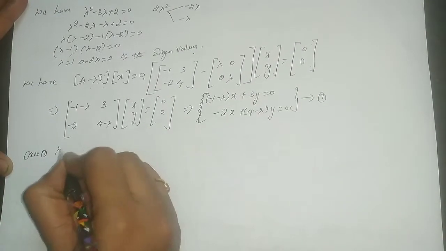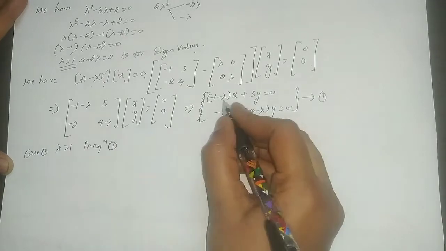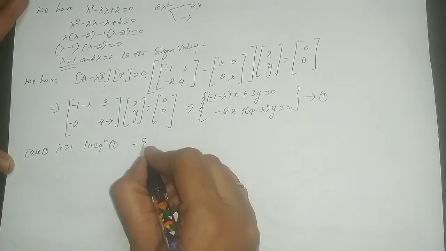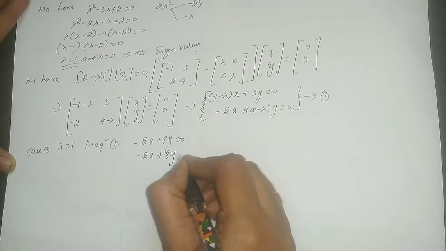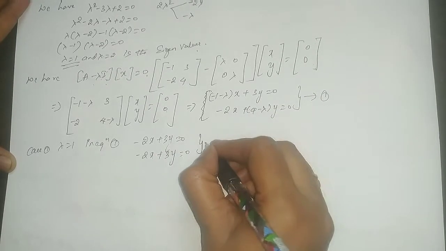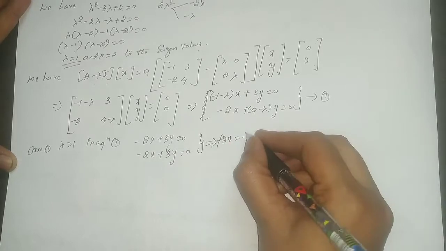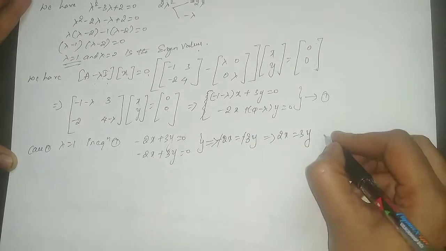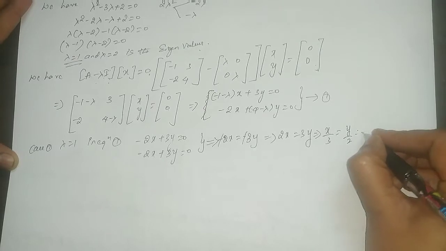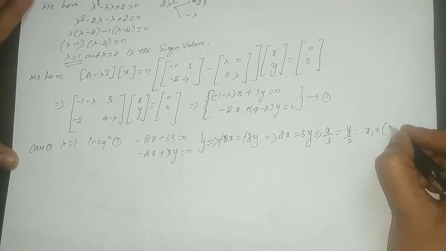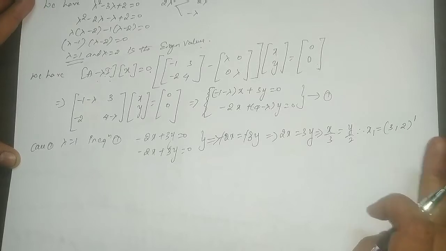So case 1, let us take lambda is equal to 1, the first value, and substitute in equation 1. So when you substitute, you can see here minus 1 minus 1 becomes minus 2x plus 3y equal to 0, and here it becomes minus 2x, again plus 3y is equal to 0. Any one equation you can take. So we get minus 2x is equal to minus 3y, which implies 2x is equal to 3y. So x by 3 is equal to y by 2. Therefore, x1 denotes the eigenvector 3, 2 transpose. As I told, always the eigenvector should be in the column matrix.